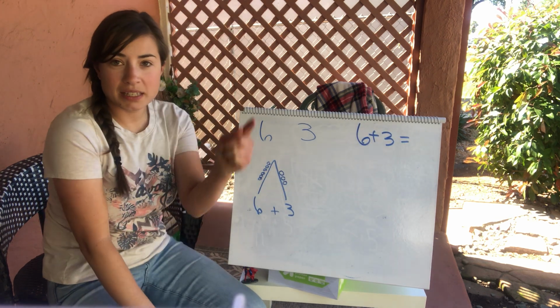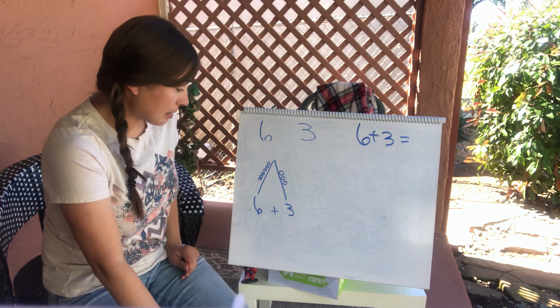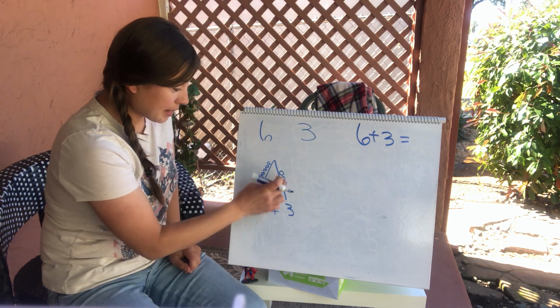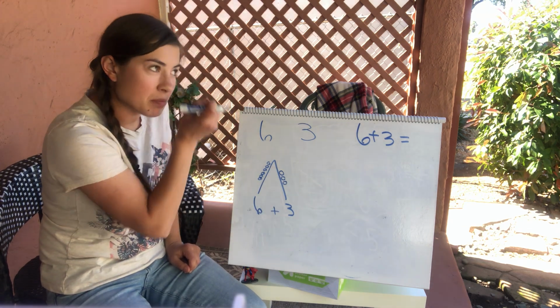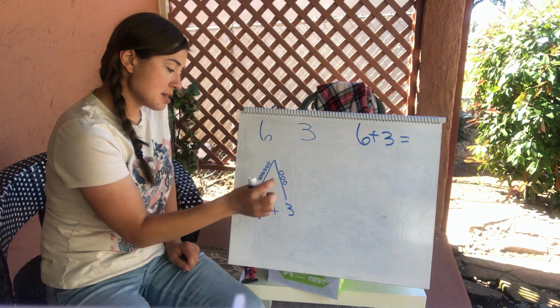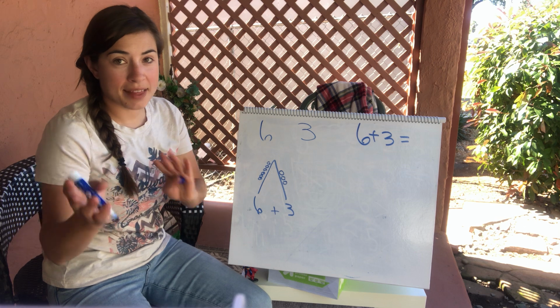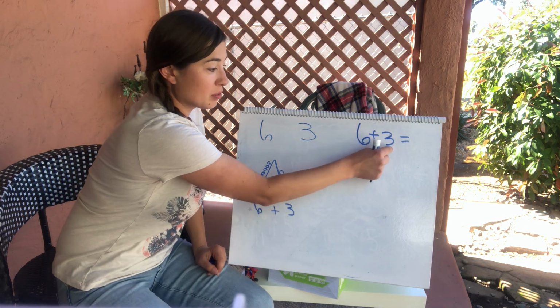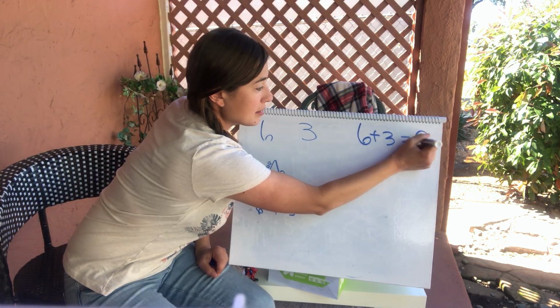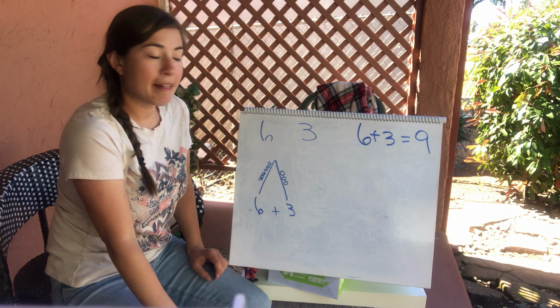So I'm gonna start with 6 in my brain. I have 6, and I'm gonna count on 3 times. 6, 7, 8, 9. So if I have 6 and I add 3 more, it's the same as 9.